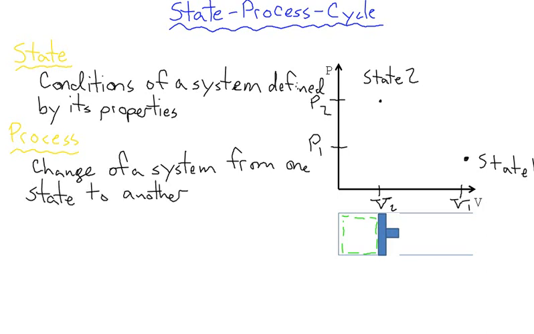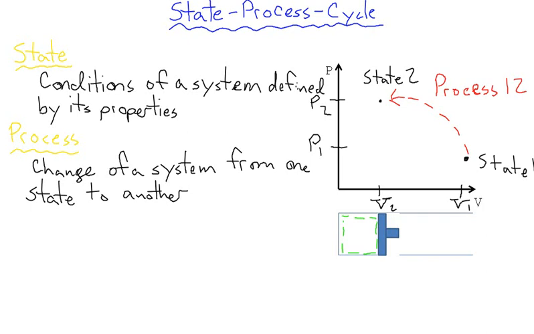We draw the line as dashed because we don't know the exact way in which this process will occur. We haven't defined: is there a linear relationship between pressure and volume? Is it parabolic? We haven't really stated that. So since we don't know, we draw it as a dashed line.